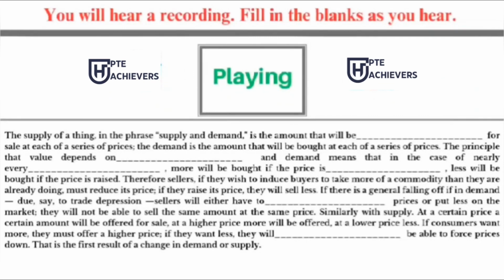Similarly with supply. At a certain price a certain amount will be offered for sale, at a higher price more will be offered, at a lower price less. If consumers want more, they must offer a higher price. If they want less, they will probably be able to force prices down. That is the first result of a change in demand or supply.